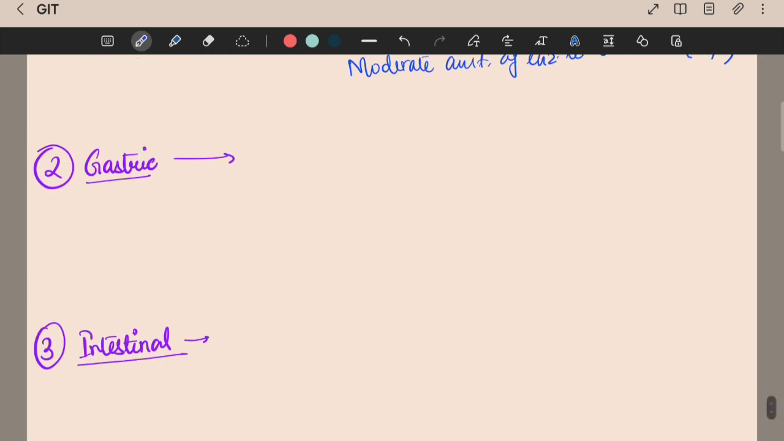Now talking about the gastric phase. During this phase the nervous stimulation of the pancreas continues, accounting for another 5 to 10% of the secretion after a meal.